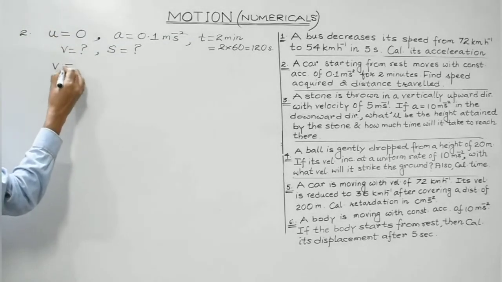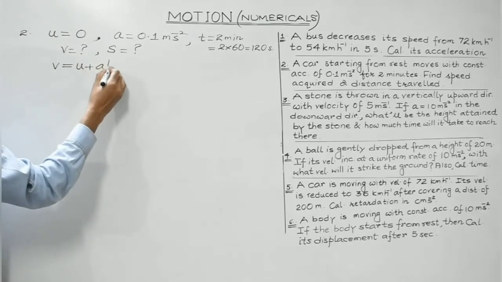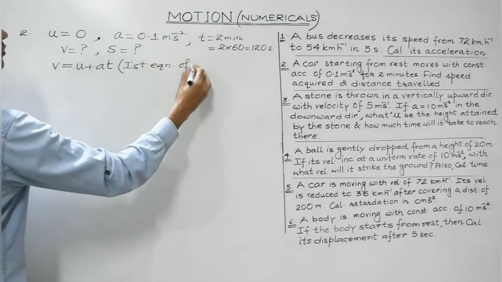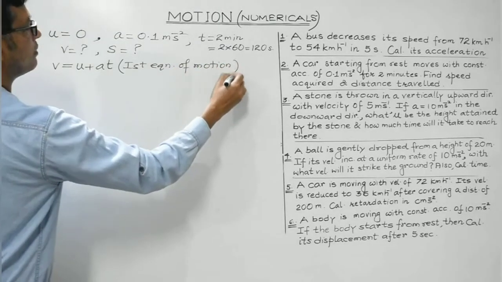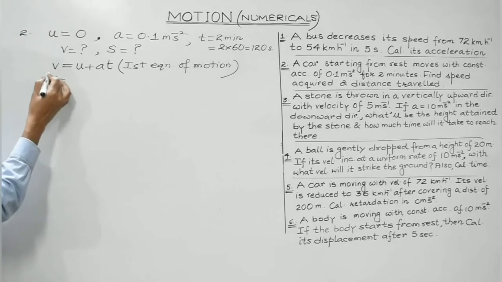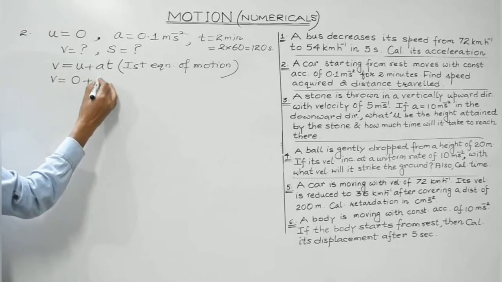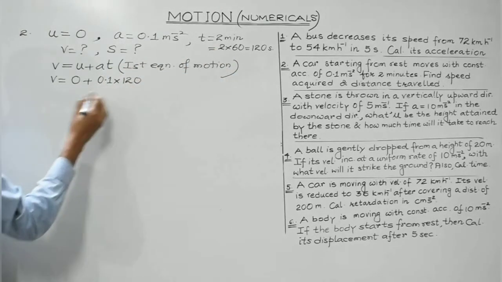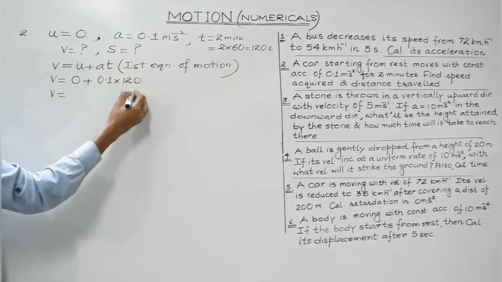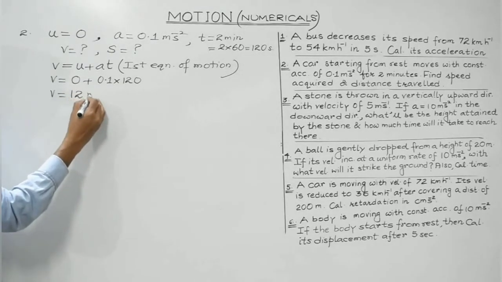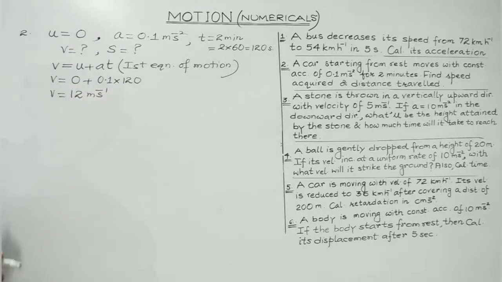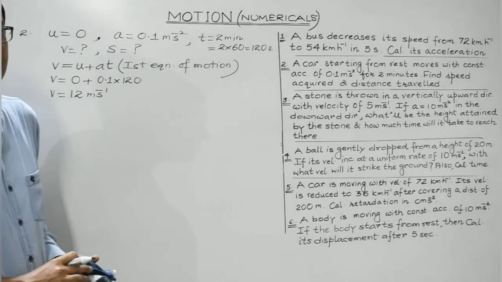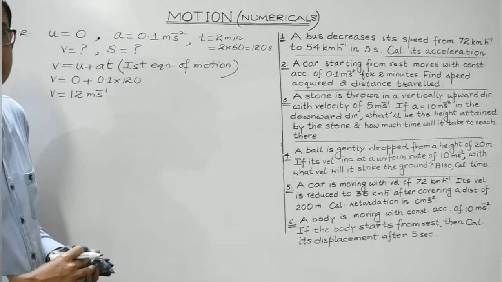So from the first equation we get v is equal to u plus at. This is from the first equation of motion, the velocity-time relationship. v is to be obtained. What is u? 0. What is a? 0.1. And what is time? It is 120. So v would be equal to, this decimal 0 gets cancelled, so we will be left with 12. So what is the velocity acquired by the car after 2 minutes? It will be 12 meter per second. Very simple, students. Very simple.